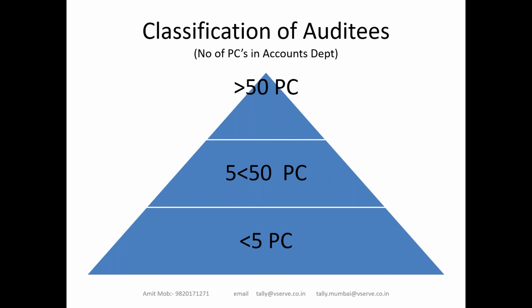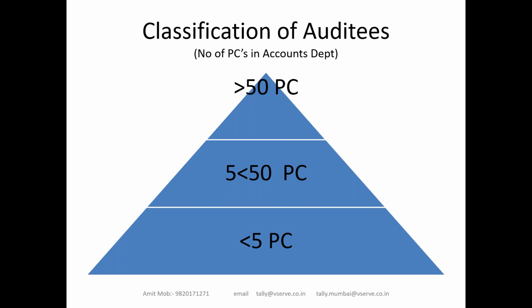So it becomes very essential, because they may be doing some duplication of work using Tally, which needs to be avoided. And the third and the most efficient place is more than 50 PCs. More than 50 PCs are the type of organization where typically a control perspective audit is required. Some kind of an internal audit is required. Some kind of an independent review of accounts is required.